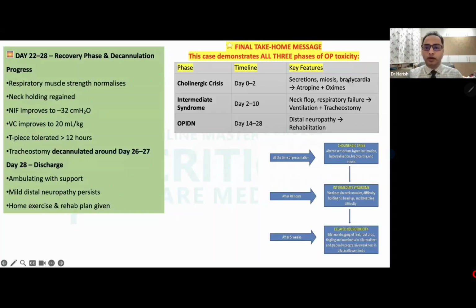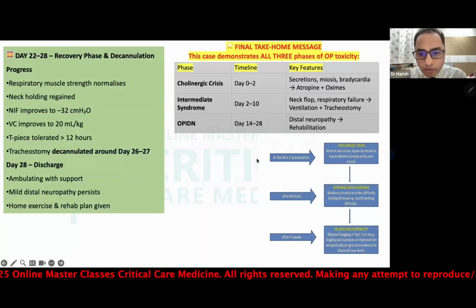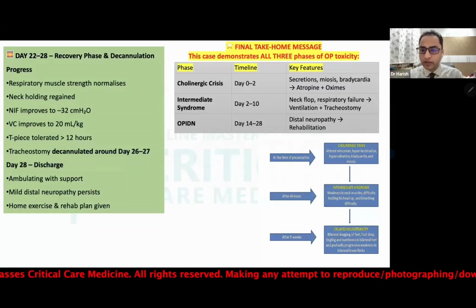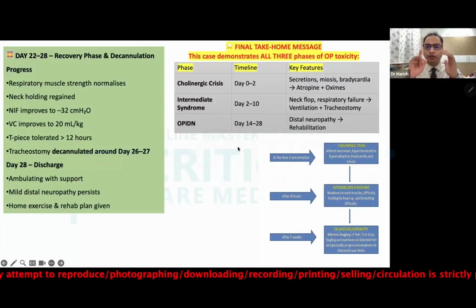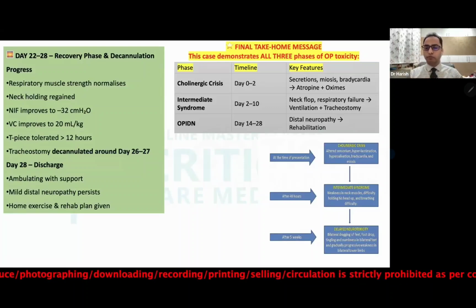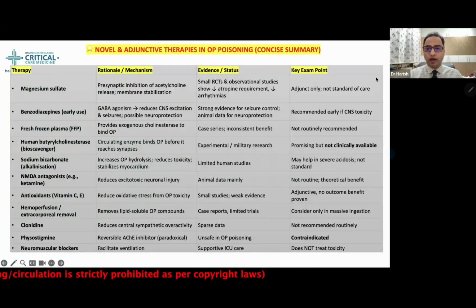Okay. So here the patient has gone through cholinergic crisis, intermediate syndrome, and OP-induced delayed neuropathy. These are the key features and timeline. You can just go through this table, as our patient has gone through all the phases, including acute cholinergic crisis, intermediate syndrome and delayed neurotoxicity. So very, very important. Your viva will definitely take you through all these important questions when you answer for a case-based OP poisoning. Okay. So this is one last table.